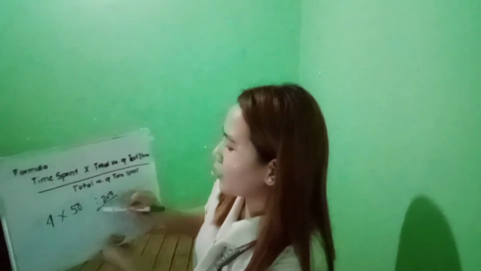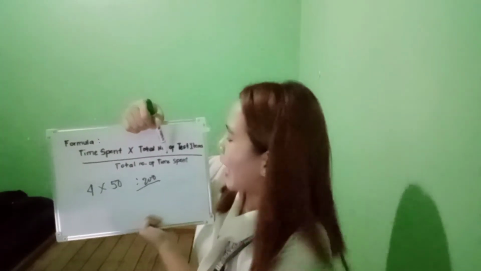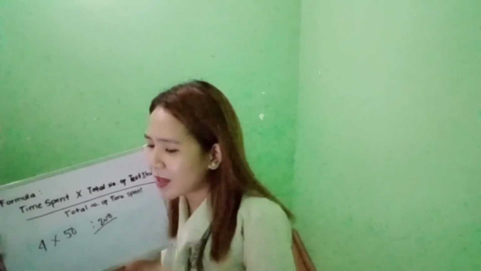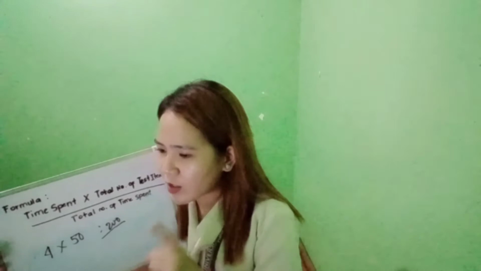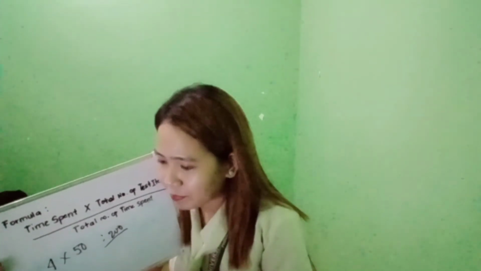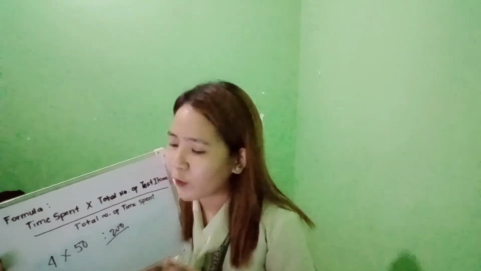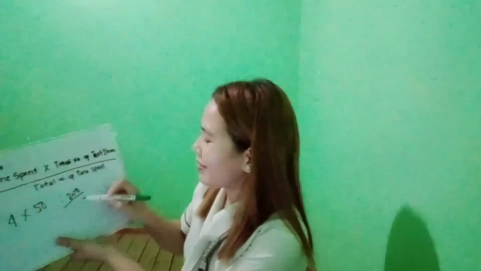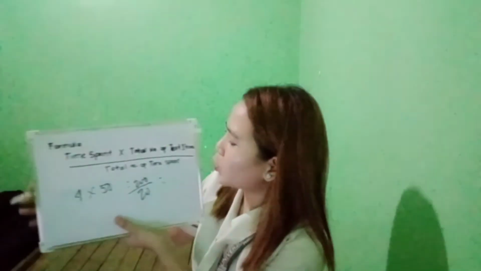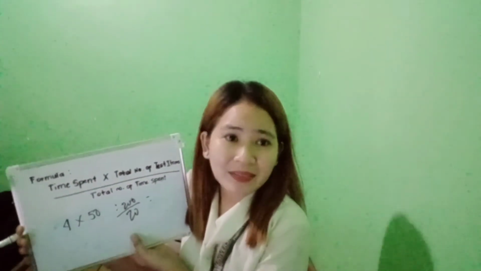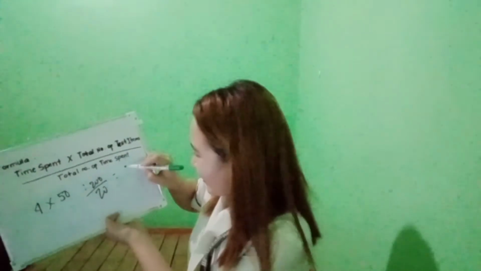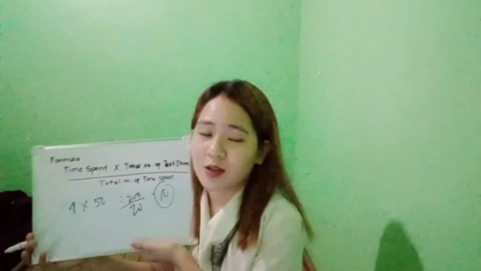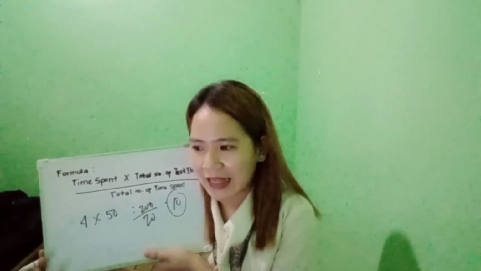So, i-divide natin yung 200 sa total number of time spent. Ilan yung total number of time spent? Pag ipagpa-plus-plus natin to, 4 plus 4, 8 plus 4 is equals to 12, plus 2, 14, plus 2, 16, plus 4 is equals to 20. So, 200 divided by 20 is equals to 10. Kaya nakuha yung 10 doon sa number and percentage of items na nakalagay.